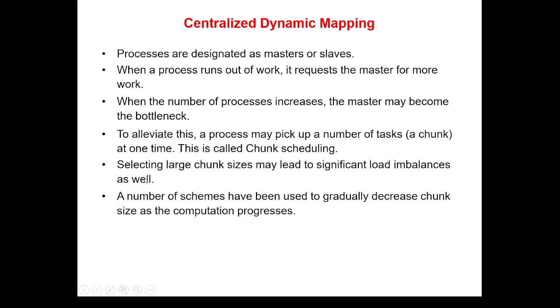Then apa yang dia buat ialah they select the large chunk size which is least significant to the overhead, tapi bila you pecahkan this proses kepada task, kepada chunk, kalau chunk tu terlalu besar, maka dia menyebabkan load imbalance as well. Okay, a number of schemes gradually decrease the chunk size as the computation progresses. Number of schemes ni have been used to gradually decrease the chunk, kurangkan size the chunk as the computation progresses. So centralized lah. Ini kalau kita pakai centralized dynamic mapping.